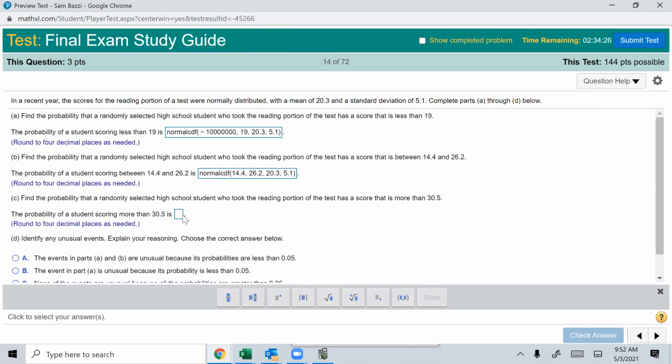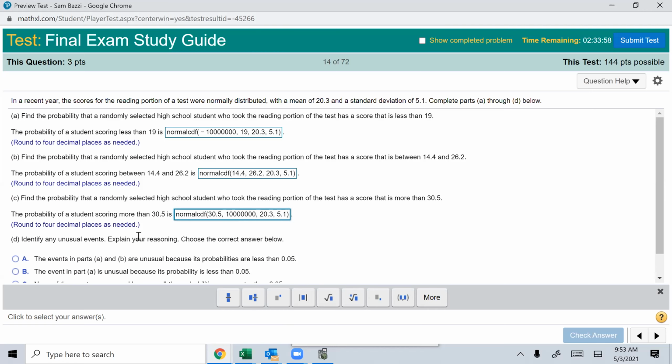For the probability that a randomly selected high school student has a score more than 30.5, you notice, guys, I'm testing you on all inequalities: greater than, less than, and in between. So 30.5 right here, then a million, then 20.3. You have to put 4 arguments there, with 5.1.